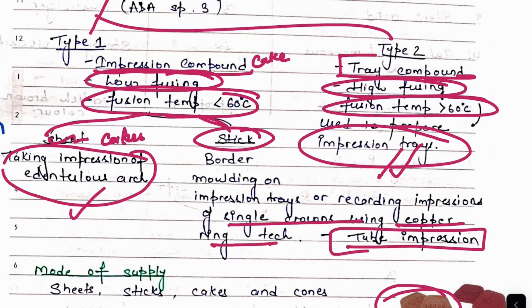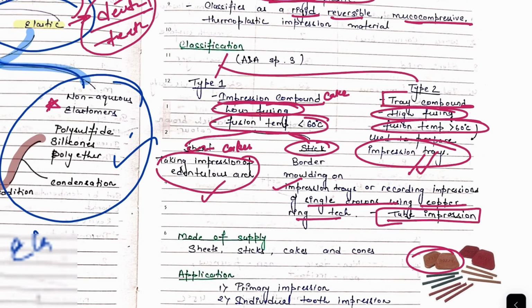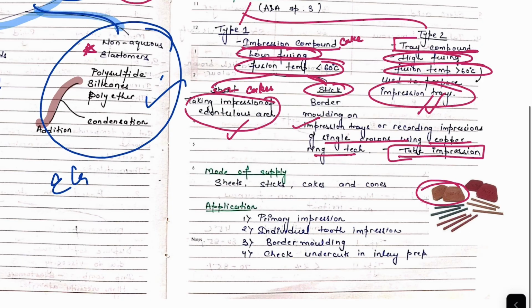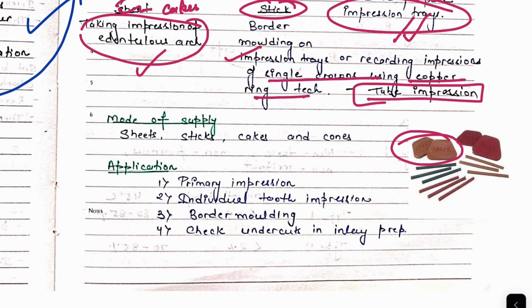Okay, so it is also used for border molding. Okay, and so these are the two categories we have. Now talking about the mode of supply, so we have sheets, sticks, cakes, and cones. These are the forms in which we can get it from the manufacturer.